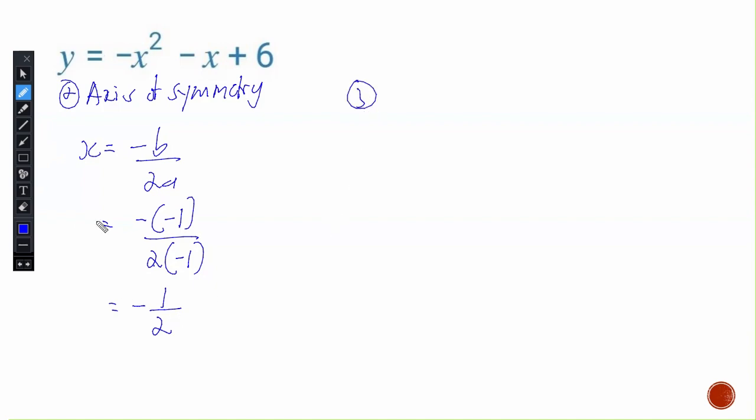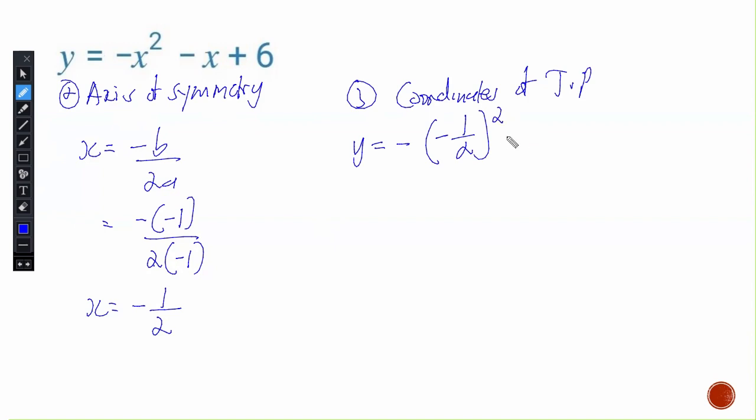From the axis of symmetry, you should also be able to calculate the coordinates of the turning point. So we'll say coordinates of the turning point. We'll say y, where there is x now, we are substituting that x value. So there we go.